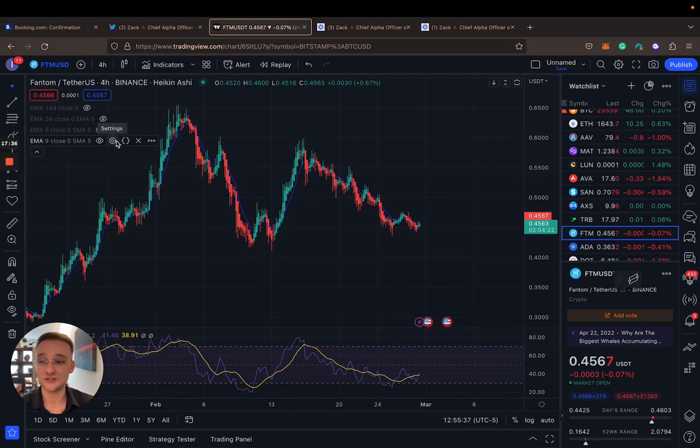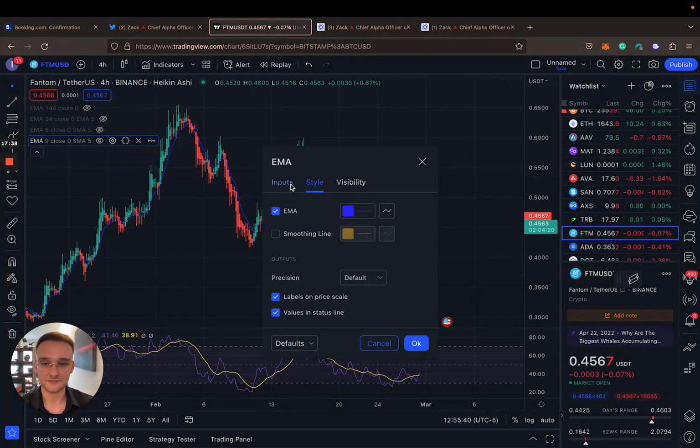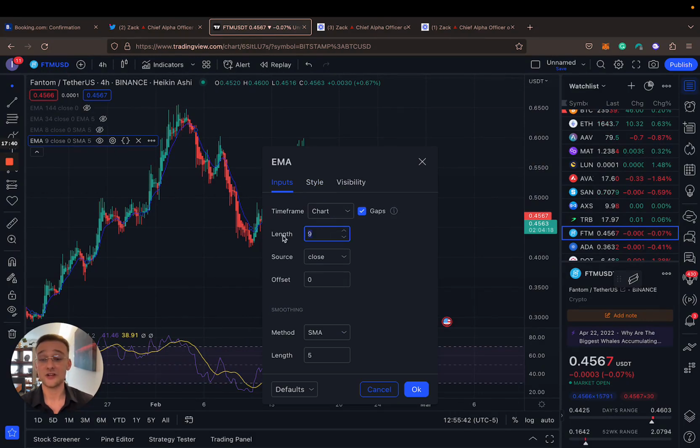What you can do is you go to settings, you go to inputs, and you can change the length. The length in this case is essentially asking you how many days should it be calculating. For how many days should it be calculating the weighted average price. So in this case, let's put it at 144 days.